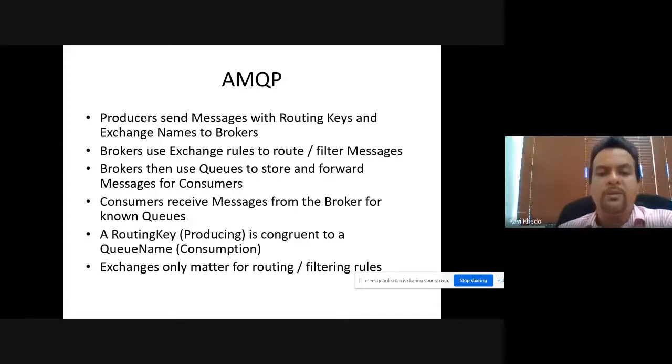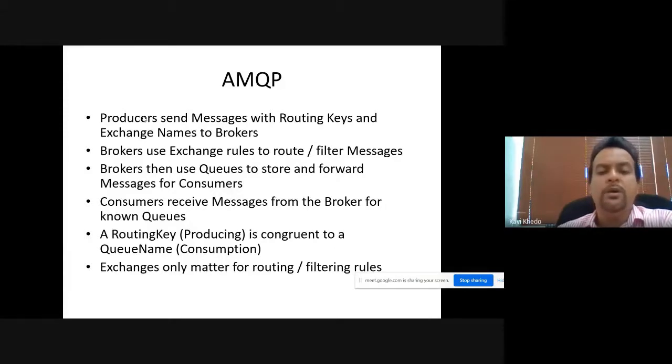So you have a routing key. This is producing, where the producer, when it produces, generates a routing key, which is congruent to a queue name. Congruent means it is matching. The routing key will match a particular queue name. There is a queue, and this is consumption. Consumers consume from the queue. Producers produce routing keys. Routing keys are linked with queue names. This is how it happens in AMQP.